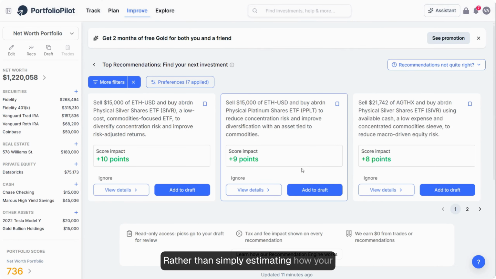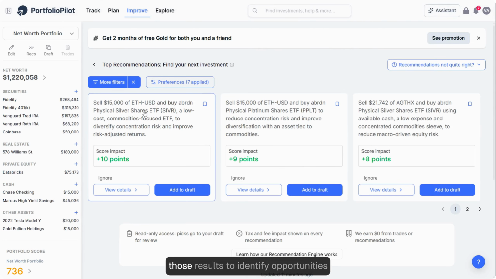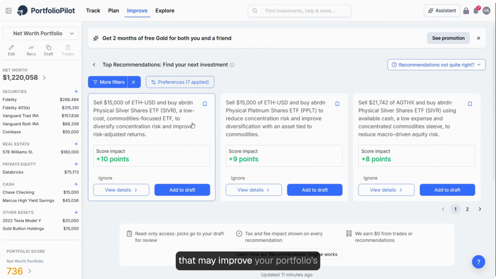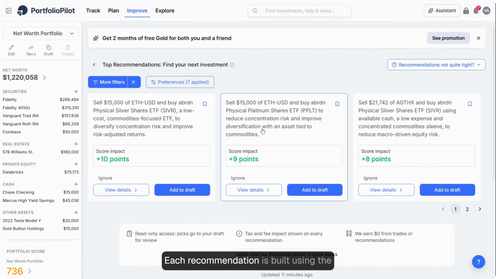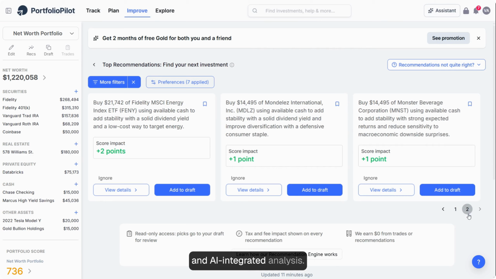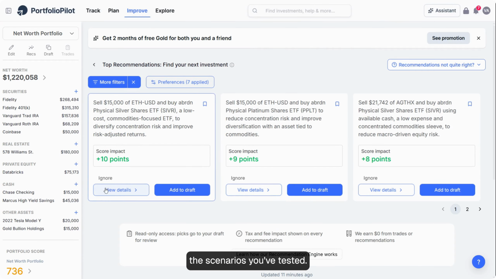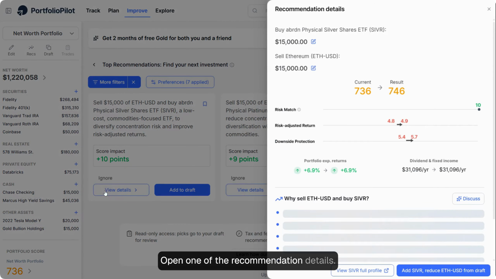Rather than simply estimating how your portfolio might perform under different market conditions, PortfolioPilot uses those results to identify opportunities that may improve your portfolio's resilience. Each recommendation is built using the same simulation insights you've just reviewed, together with PortfolioPilot's economics insights engine, portfolio management models, and AI integrated analysis. Browse through a few of the available recommendations. Each one estimates its potential portfolio score impact and explains why it may strengthen your portfolio under the scenarios you've tested. Open one of the recommendation details.